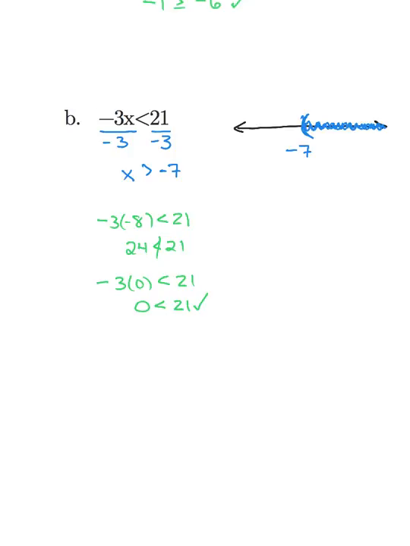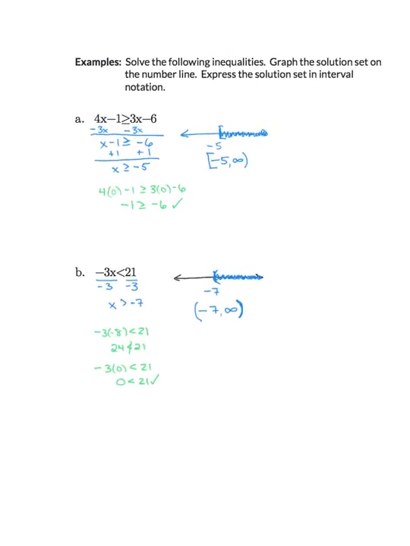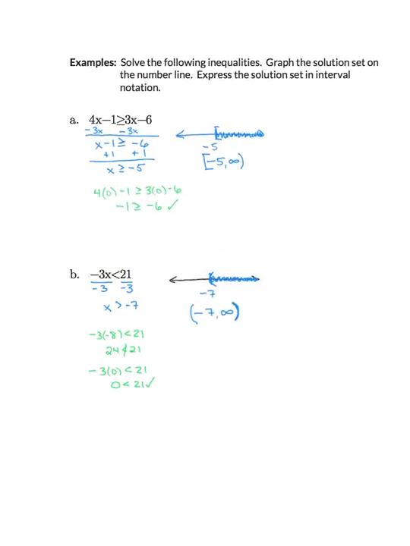Our interval notation, our leftmost value is -7. Our rightmost value is, again, positive infinity. And we want parentheses around both of these, -7 because it's not included, and infinity because infinity is never included. So that takes care of two of our basic problems involving inequalities.